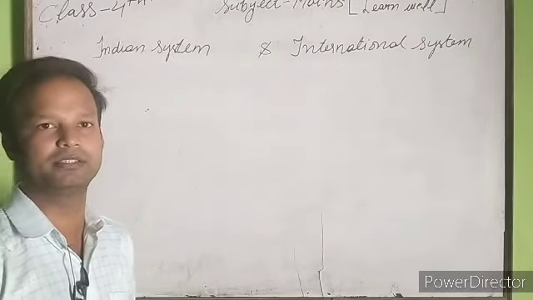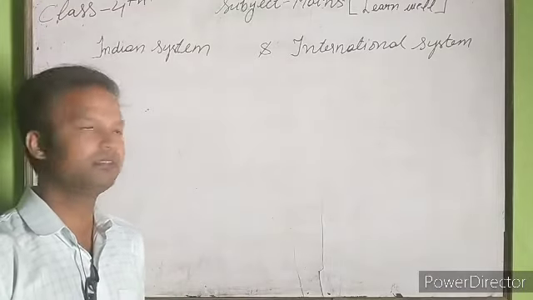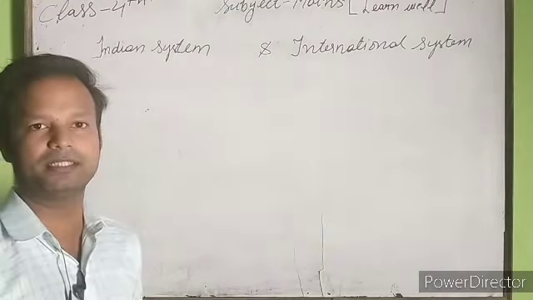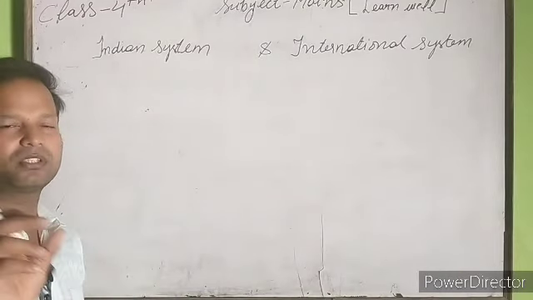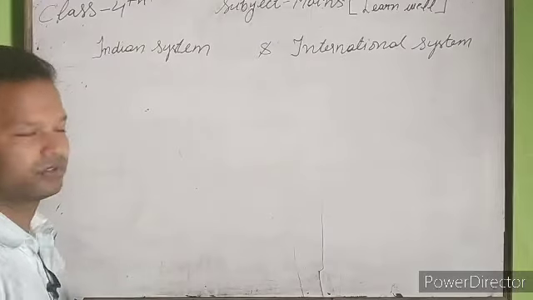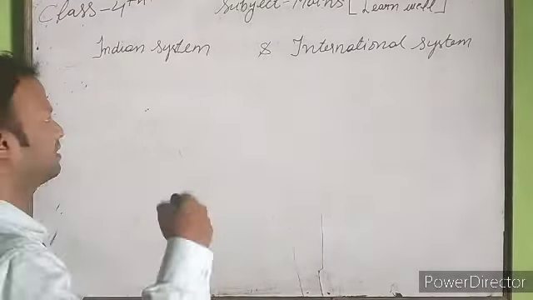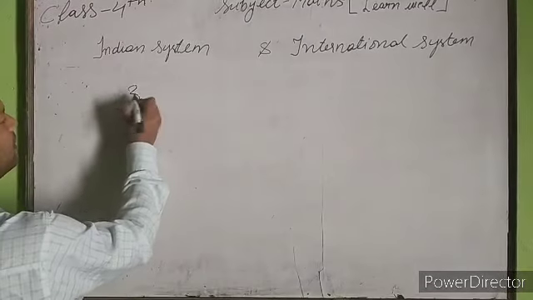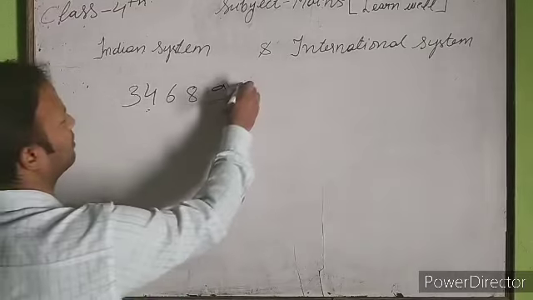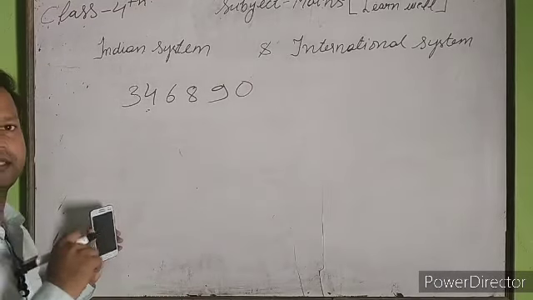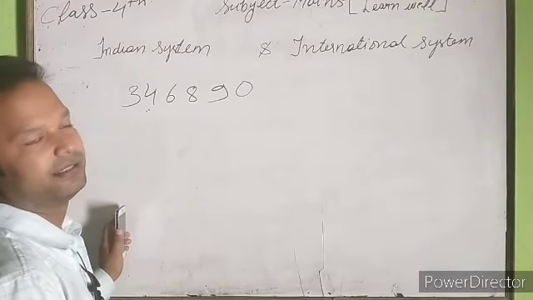commas in the numbers. So let me show you how to put the commas in the Indian system. It is only a short method to use the commas in the Indian system. Let's see, I will give an example with some numbers. I will write the number 3, 4, 6, 8, 9, 0. Here is the number.